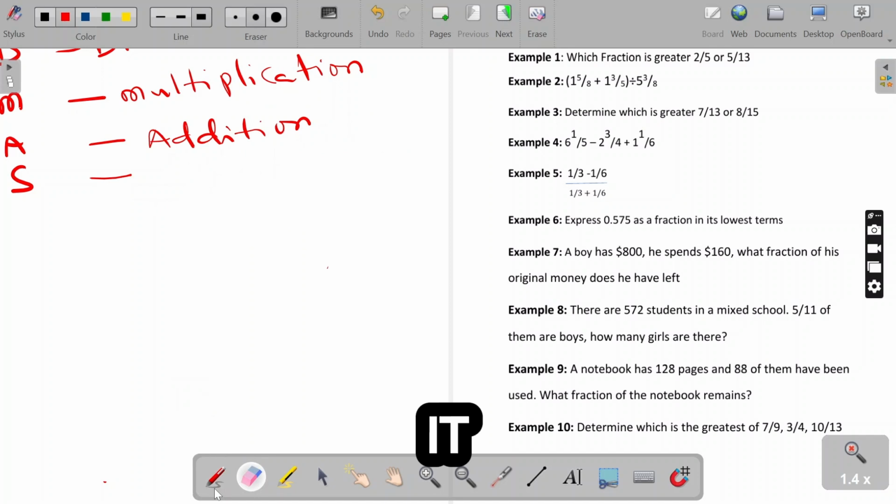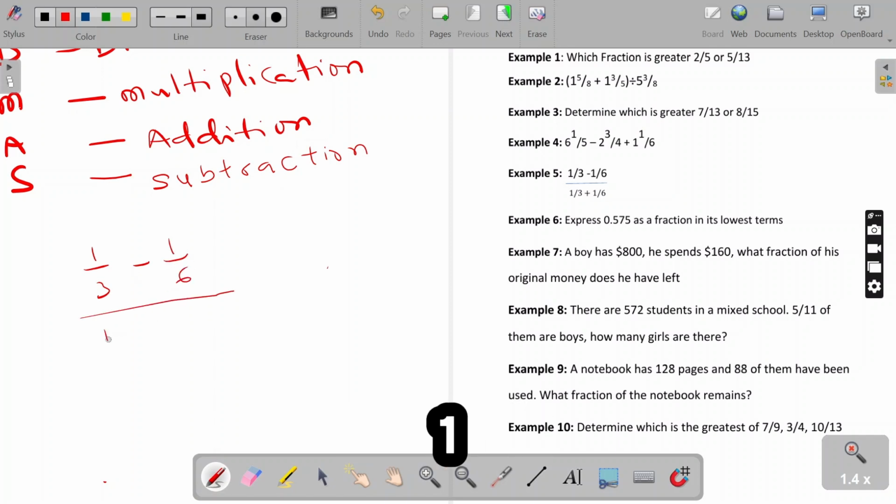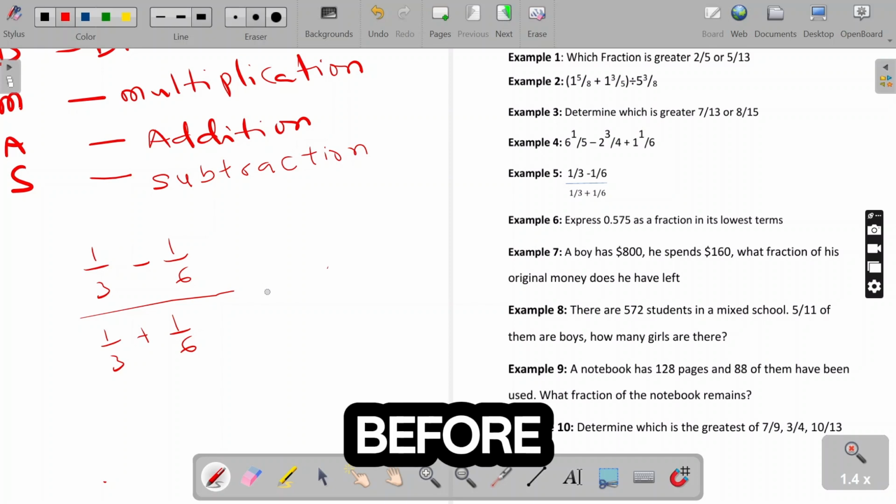Still be needing it. So that's subtraction. So the question again is 1 over 3 minus 1 over 6, then divided by 1 over 3 plus 1 over 6. So we have to solve the numerator first before solving the denominator. So how do we solve this?